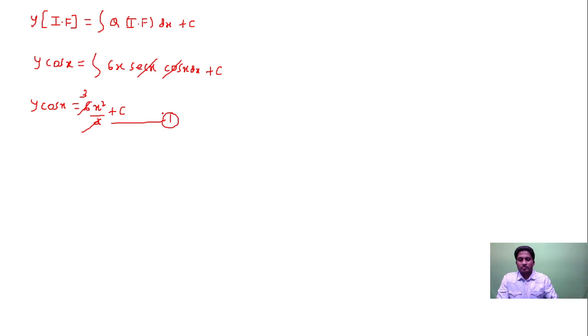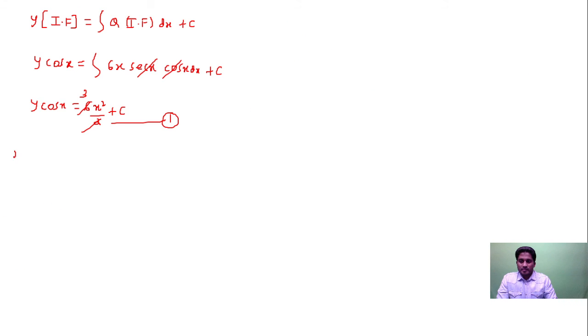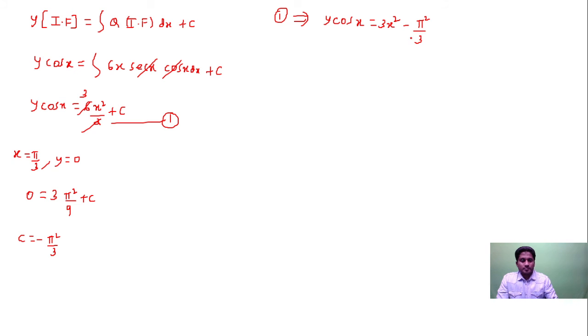We'll use the boundary values. y of pi by 3 is equal to 0. That is when x is equal to pi by 3, y will be equal to 0. So left side it is 0. 3 times pi by 3 the whole square is pi square upon 9, plus c. So c is equal to minus pi square by 3. Take the value of c and substitute in equation 1. So y into cos x is equal to 3x square, and c is equal to minus pi square by 3.